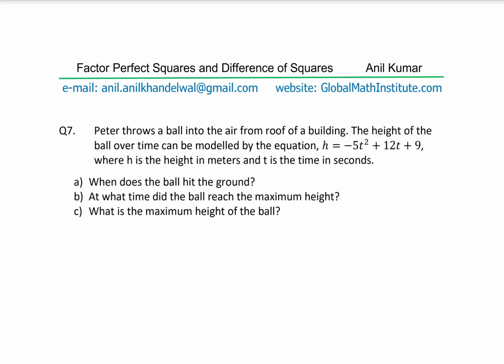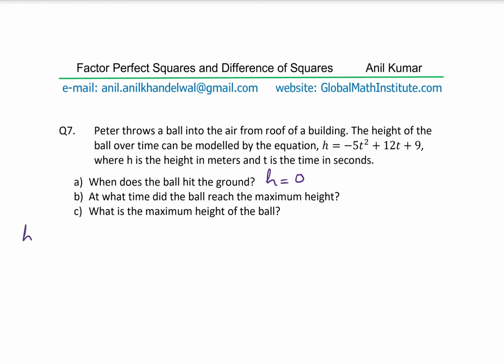Now let's look into question number 7, which is an application question. Peter throws a ball into the air from the roof of a building. The height of the ball over time can be modeled by the equation h equals minus 5t squared plus 12t plus 9, where h is the height in meters and t is time in seconds. When does the ball hit the ground? So when it hits the ground, at that time height becomes 0. So we need to factor and figure out at what time the height is 0.